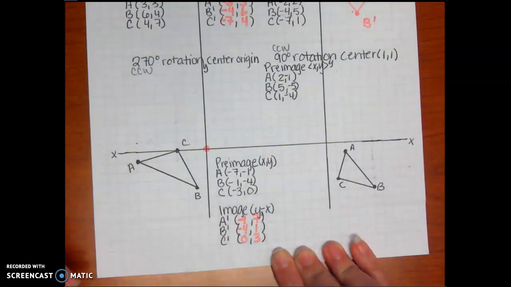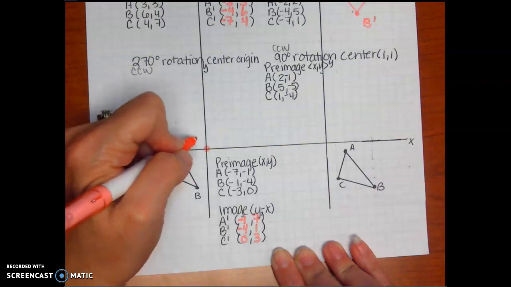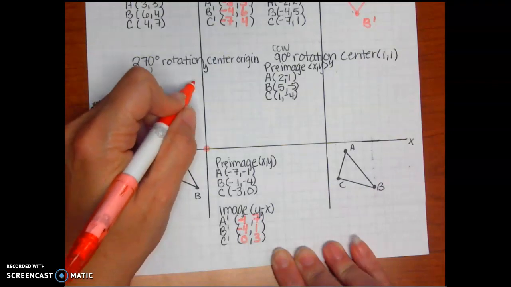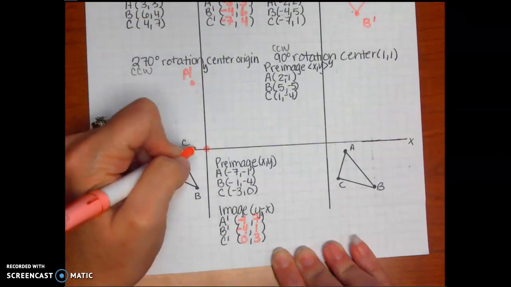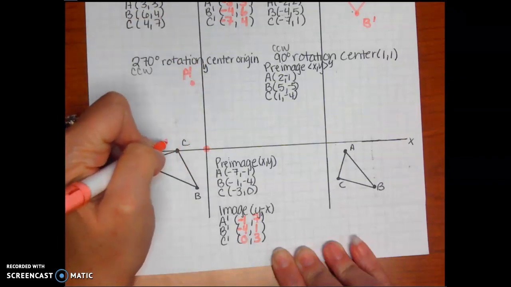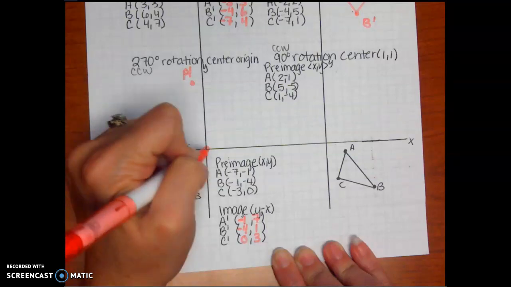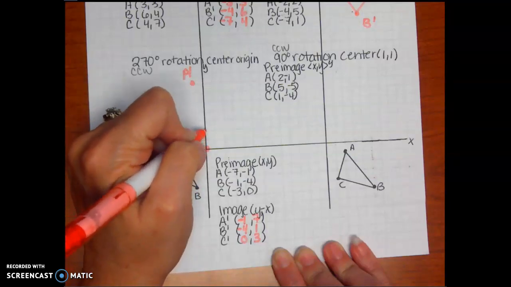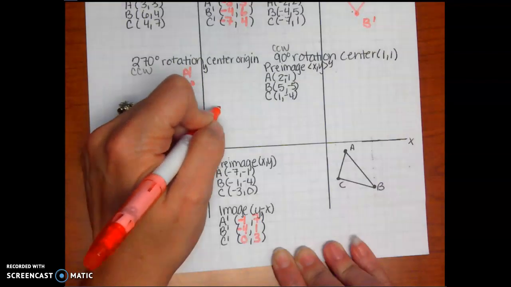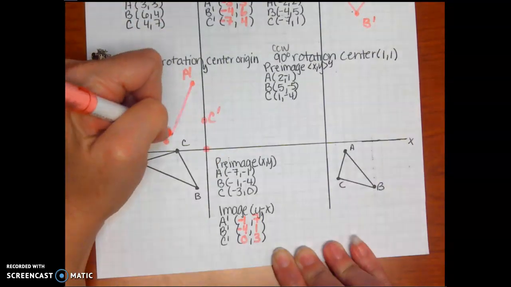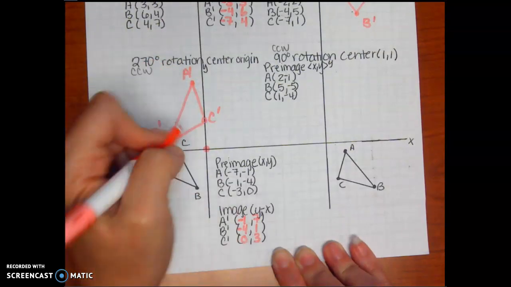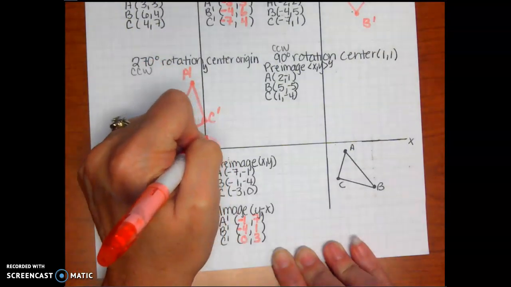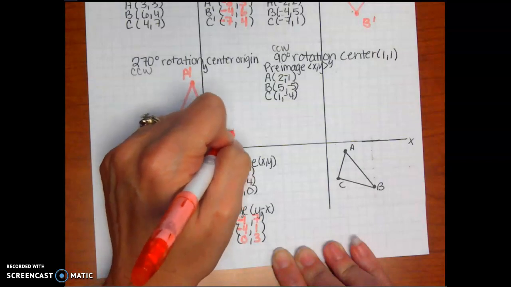And now I'm going to plot my points. So I have -1, 7. That's my A prime. -4, 1. There's my B prime. And then 0, 3. There's my C prime. And when I connect my points, that is my congruent triangle that has been turned 270 degrees counterclockwise.